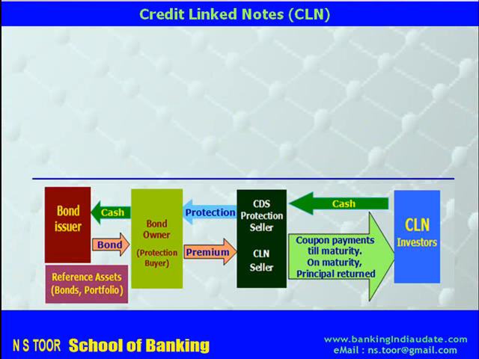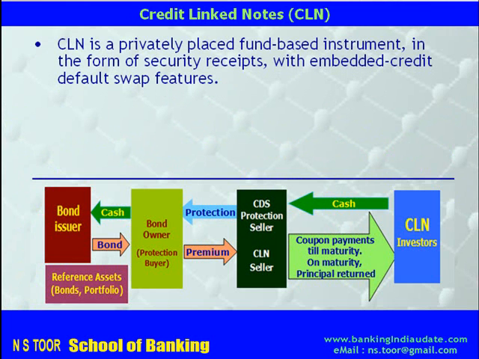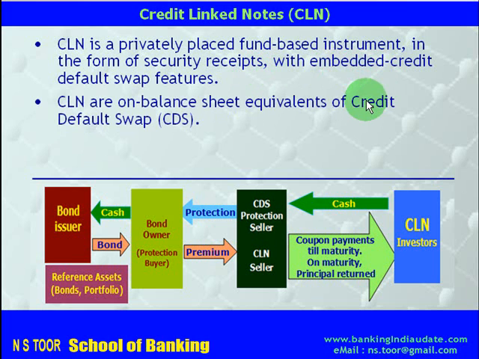Credit linked notes, that is CLN. CLN is a privately placed fund-based instrument. It is in the form of a security receipt. It has embedded credit default swap features also. CLN is the on balance sheet equivalent of credit default swap. That is, CLN is fund based, whereas credit default swap, that is CDS, is non-fund based.